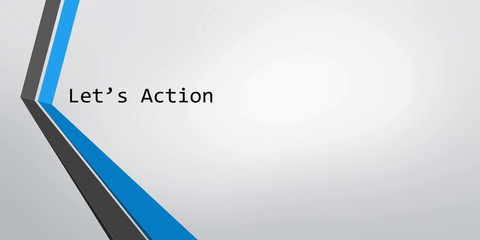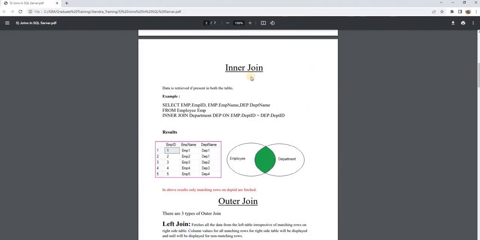So before we go into action, let us first individually understand through Venn diagrams what the joins are. Let us start with the inner join. Here you can see I have two tables: an employee table, which contains employee ID, employee name, and department name, and a department table, which contains department ID and department name. Here, department ID is a common column, or a joining column, between the two tables.